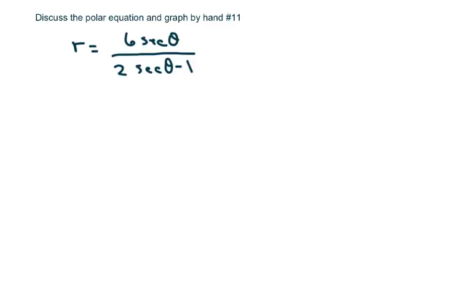Hi everyone. We're going to discuss the polar equation and graph by hand. The first thing we notice, it doesn't look like our normal equation, which is EP over 1 minus or plus something. So what I'm going to do is like we do in our identities, and I'm going to divide each of these terms by secant.